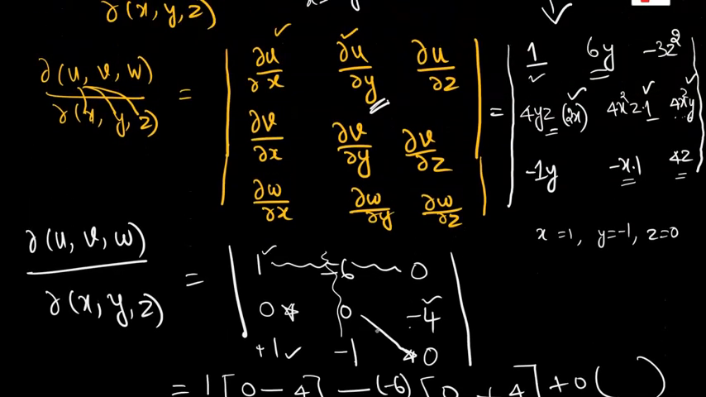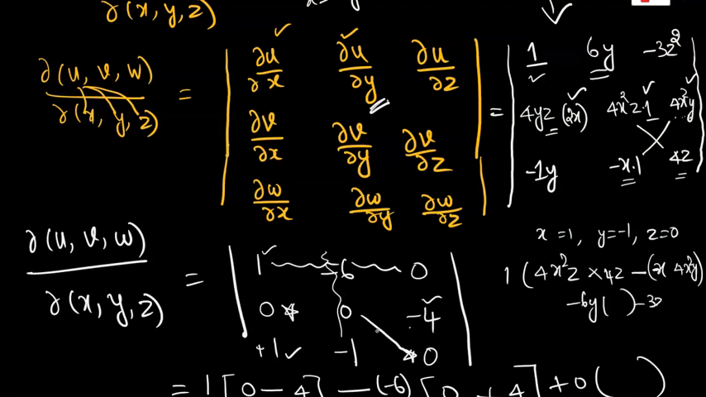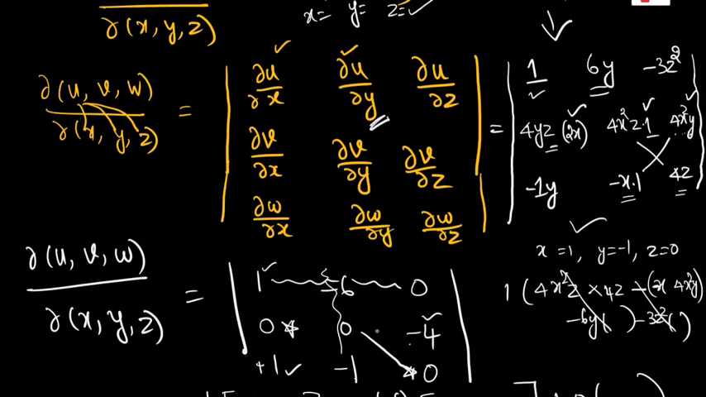We will solve this determinant as it is. If I solve this as it is, what will I write? 1 into 4x square z into 4z minus x into, see, this into this minus x into 4x square y. This minus and this minus will become plus. Like that, minus 6y into the second term, and then minus 3z square into the third term. Like that, we will do the determinant multiplication. Here they have given you the point, so it's better to substitute the point first and find the determinant value. Here in this problem, they have given u, v, w directly in terms of x, y, z. So it is easy for us.